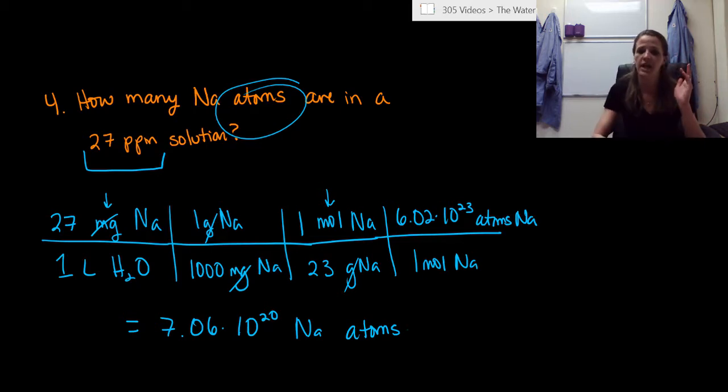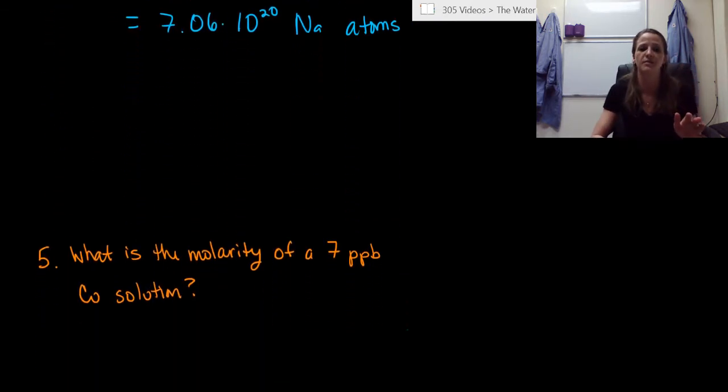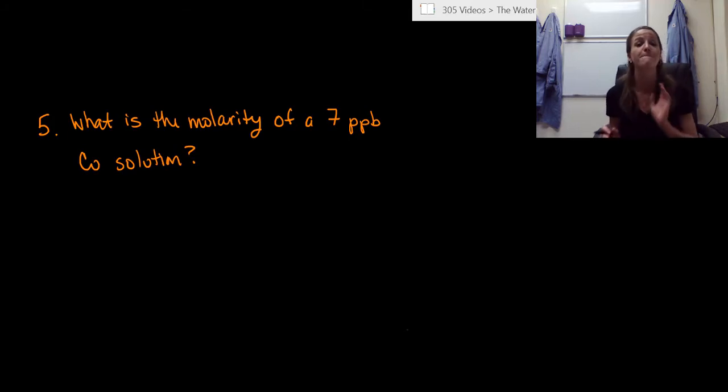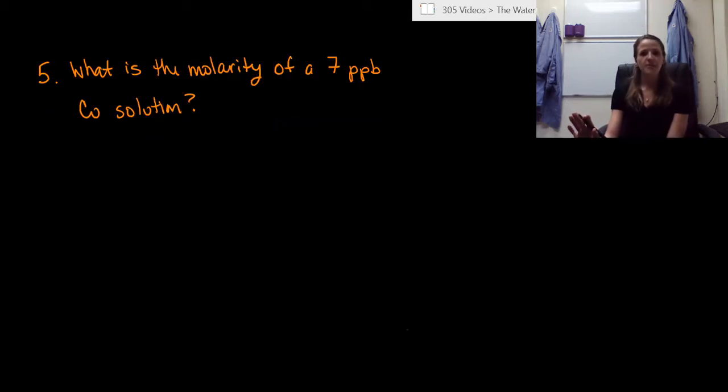All right, last one. We're going to end with something easy because I don't like ending with something that's that challenging. If you can do this problem right here, you should feel very, very confident that you will do well with this material on the exam. So what is the molarity of a 7 ppb copper solution? Go. All right, this one was definitely tricky, but not the trickiest, so I fully believe you can do it.